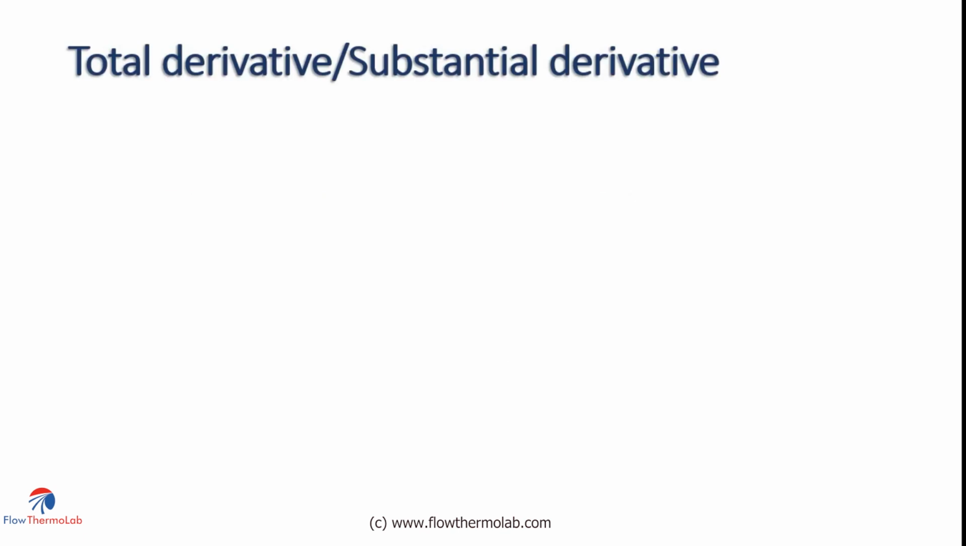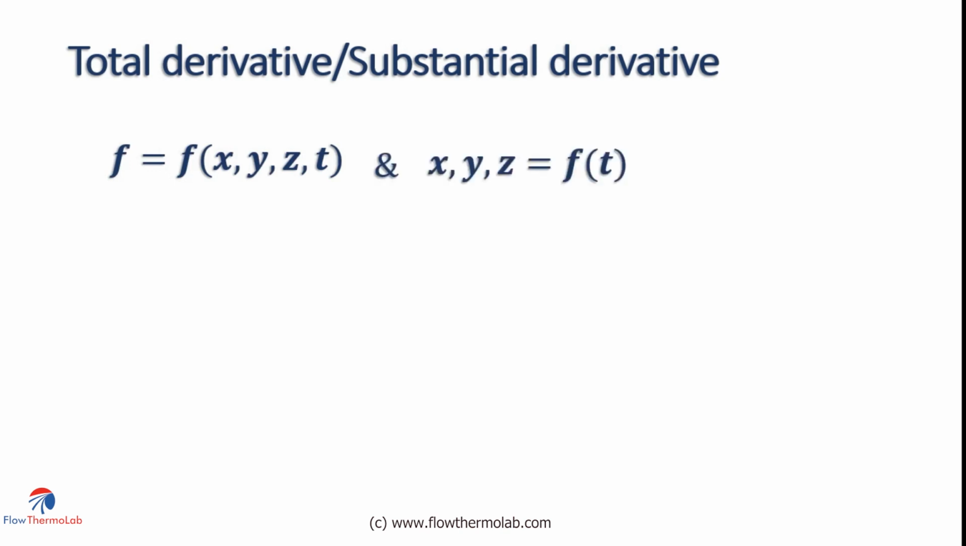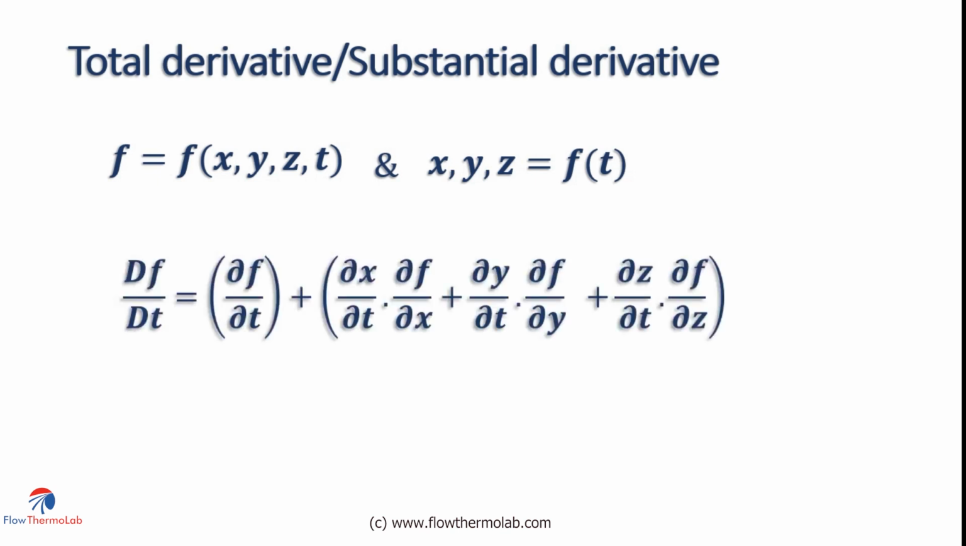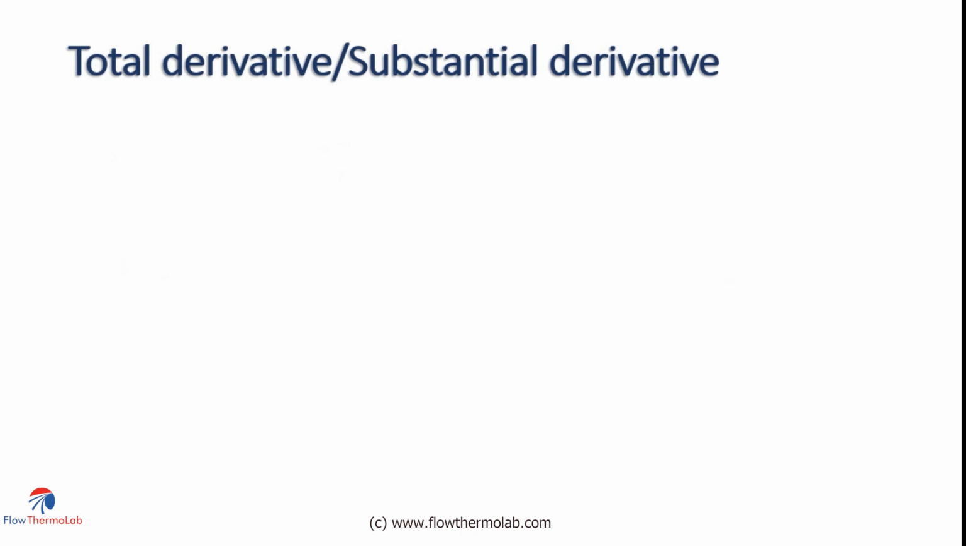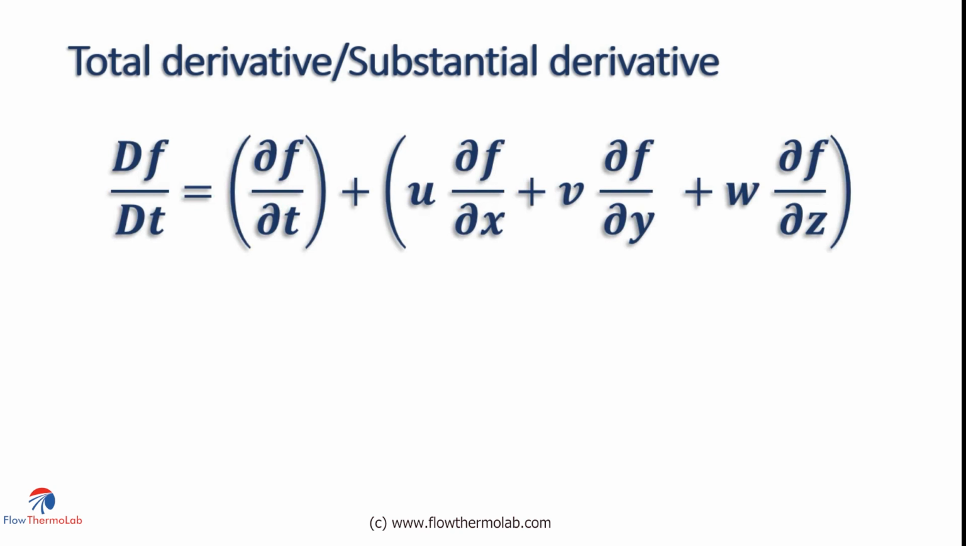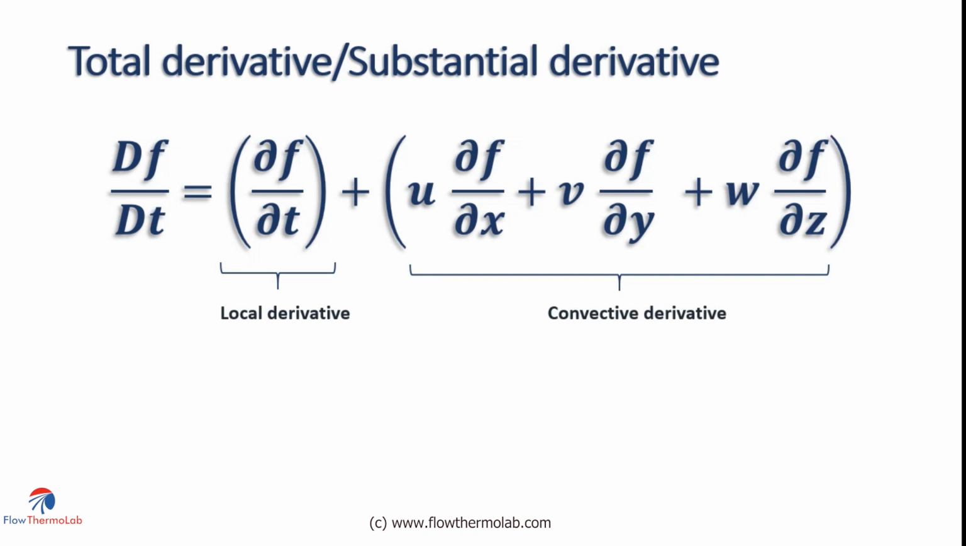A total derivative applies to a multivariable function of several variables, where each of these variables is again a function of another argument. For example, a function f, which is a function of x, y, z and t, and the variables x, y and z are also functions of t, then the total derivative is equal to the sum of partial derivatives with respect to each variable times the derivative of that variable with respect to the independent variable. In fluid dynamics or aerodynamics applications, the total derivative is written as the sum of the partial derivative of the function with respect to time, known as the local derivative, and then the convective derivative, which involves the velocity components.